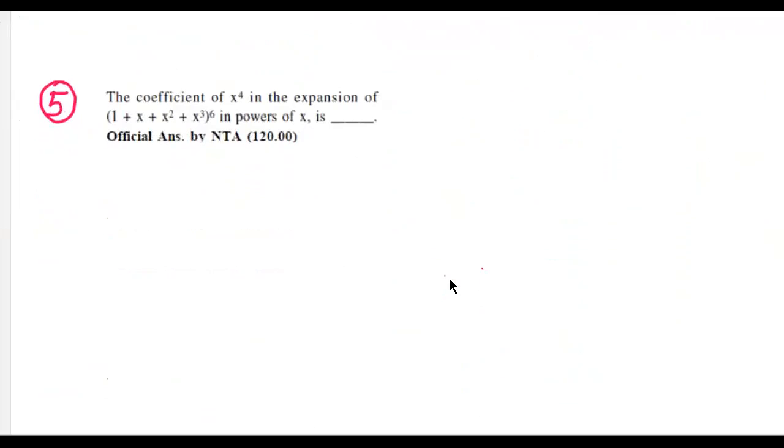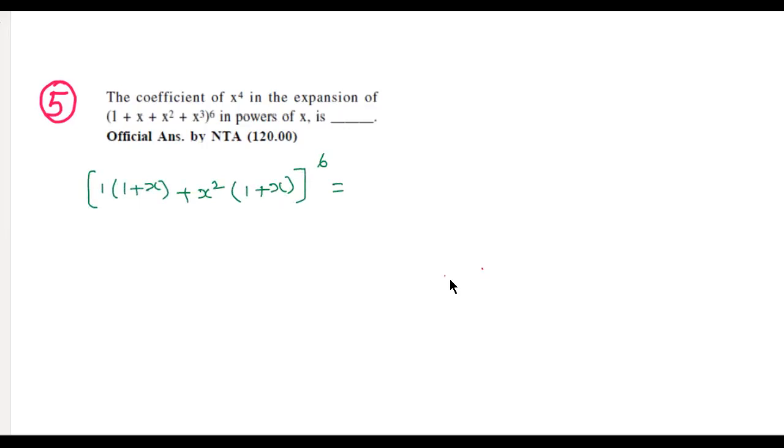Now I am going to the fifth question. This is a binomial theorem related problem. We need to find the coefficient of x power 4 in that expansion. First observe the expansion. 1 plus x, take one common here, 1 plus x plus x square plus x cube. I am taking x square common. We get 1 plus x whole power 6.